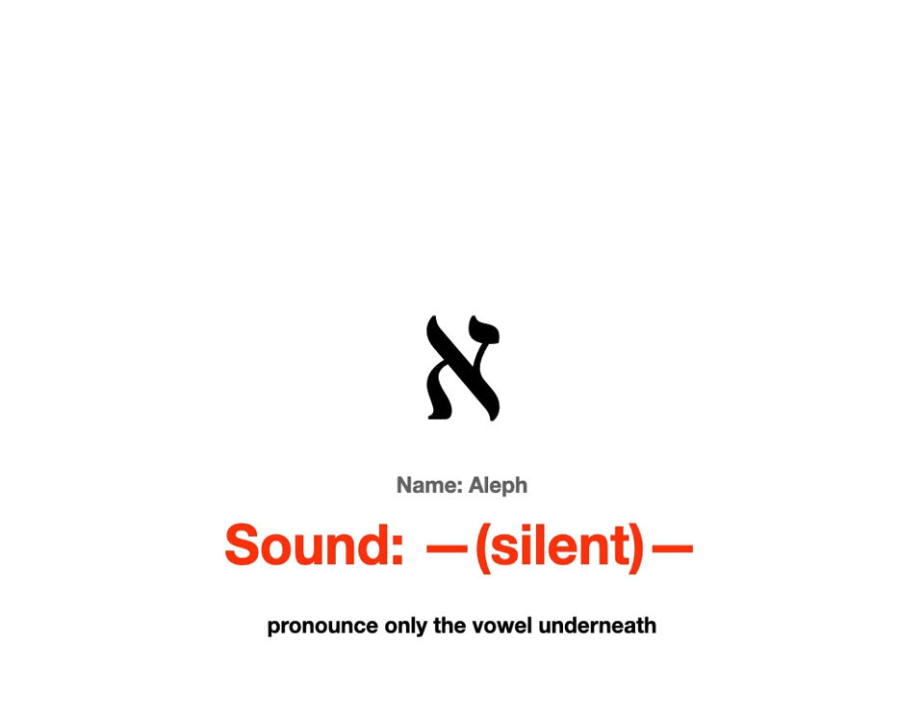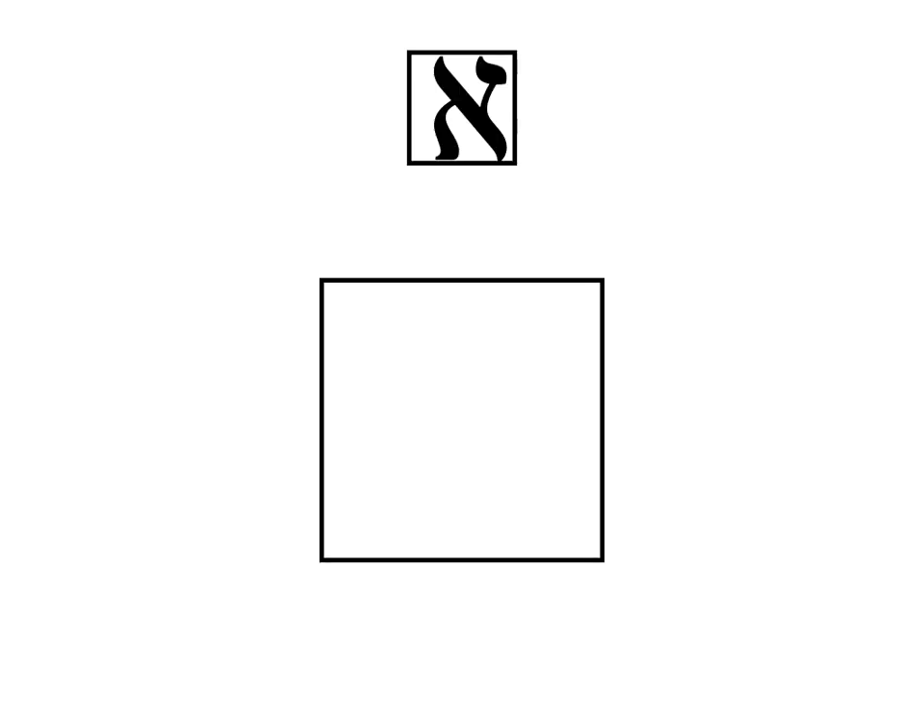And the sound for the Aleph, there is actually no real sound. It's a silent letter, so you pronounce it according to the vowel that goes with it. And we'll talk about the vowels in another video. So Aleph, it's silent. Now, all the letters in Hebrew can fit within a square box.